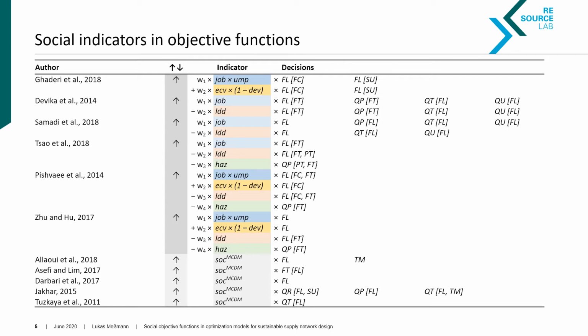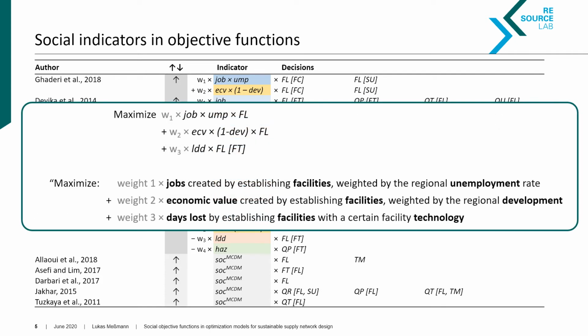In the review, we looked into different aspects of the studies. For example, the industry sector that a study is set in, or whether the study cites frameworks for social assessment and how that affects the number and kind of social indicators employed. But at the core of our review, we looked into the very social objective functions. And a typical social objective function may look like this.